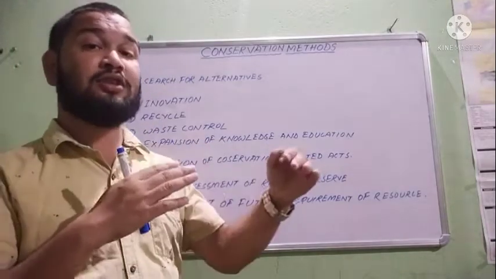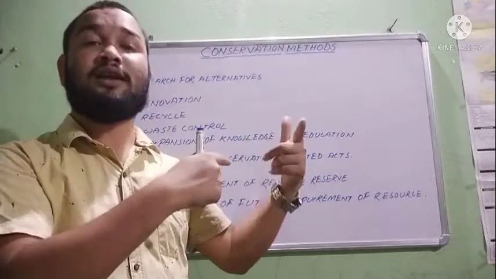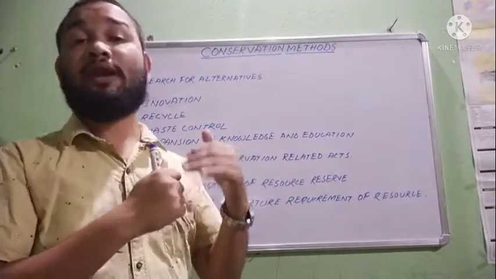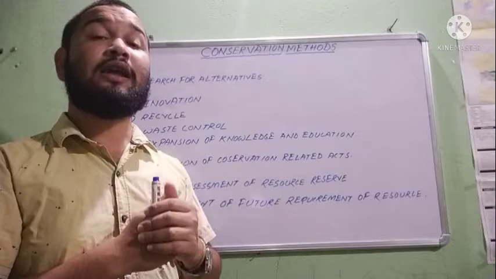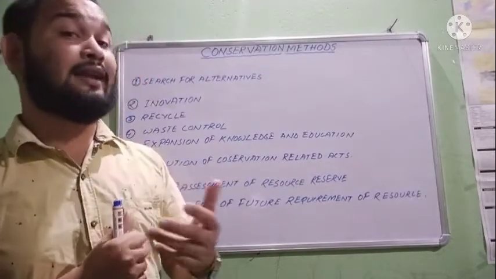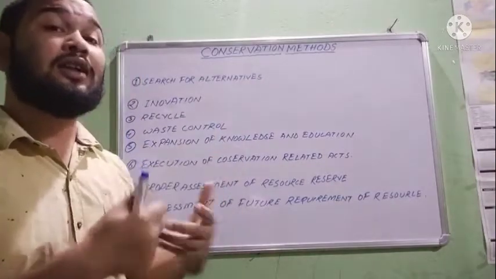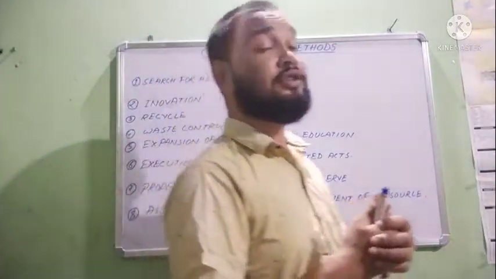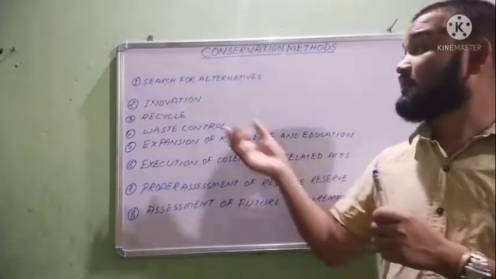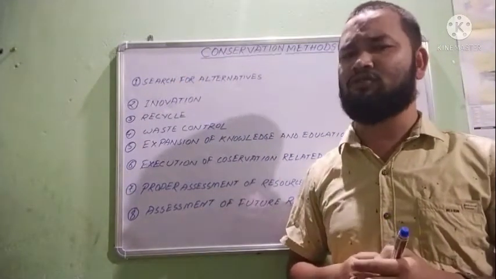We are using the resources. When we are using these resources, we have to search for alternatives. Like in spite of coal and petroleum as an energy, we can use solar energy, we can use thermal energy, we can use tidal energy. These are the search for alternatives, the alternative use of natural resources. So this first method we should use for conservation of natural resources.